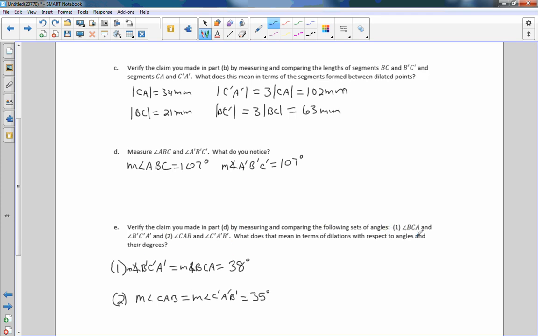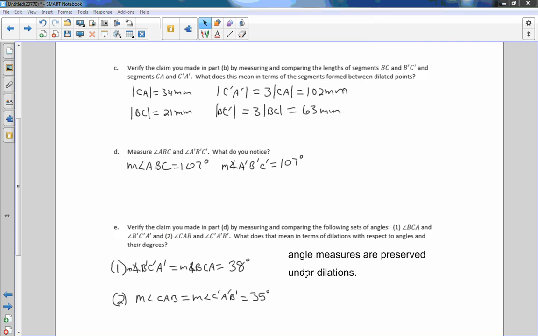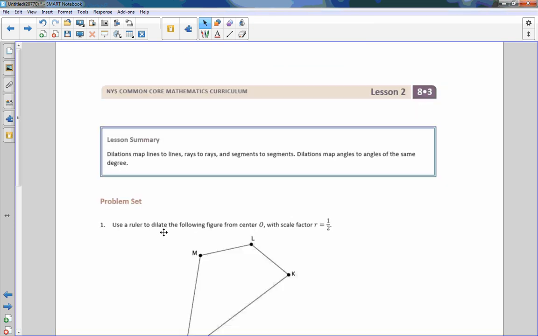What does this mean in terms of dilations with respect to angles and their degrees? Angle measures are preserved under dilations. Okay, so angle measures are preserved under dilations. Okay, that is the end of lesson 2. Review the lesson summary and go do your problem set.